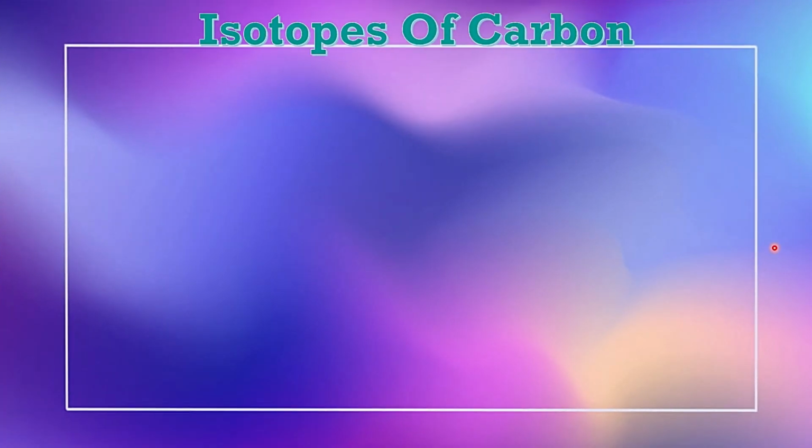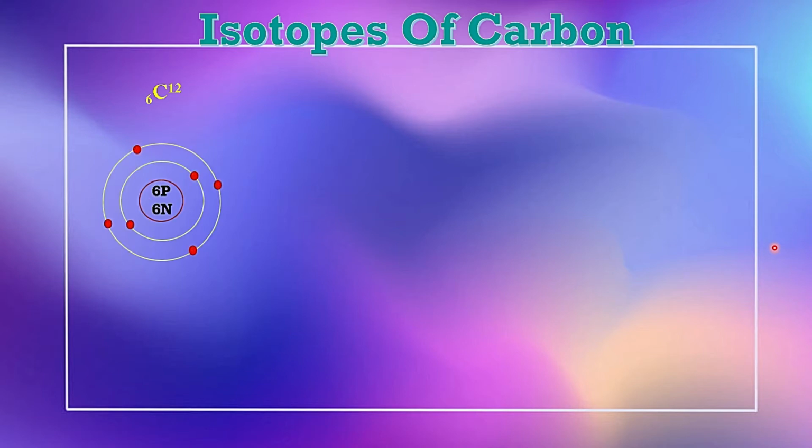Now we will discuss isotopes of carbon. The first isotope of carbon is known as carbon-12, which is ordinary carbon. This contains 6 protons and 6 neutrons. Its subatomic particles are 6 electrons, 6 protons, 6 neutrons, atomic number 6, mass number 12. This is the carbon which you know about.